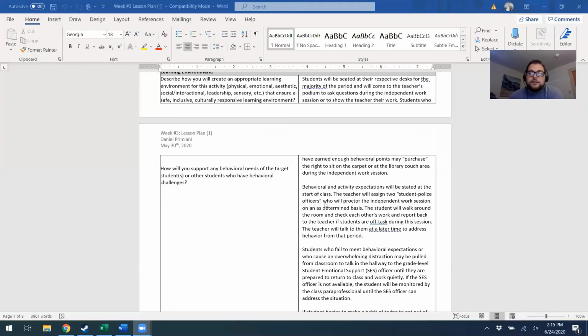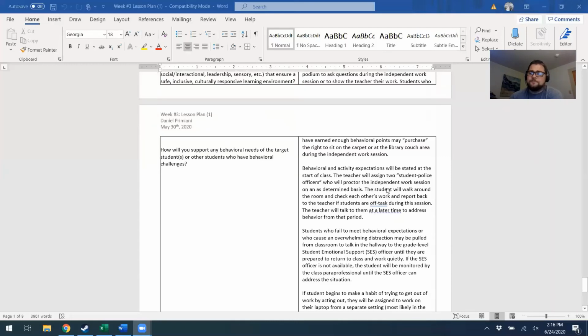Behavior and activity expectations are set at the start of class. They're always restated basically at the beginning and ending of every lesson. The teacher will assign 2 student police officers who will proctor the independent work session on an as-determined basis. Students basically just walk around, check each other's work, and report back to the teacher if students are off task, which would allow me to address those issues at a later time.